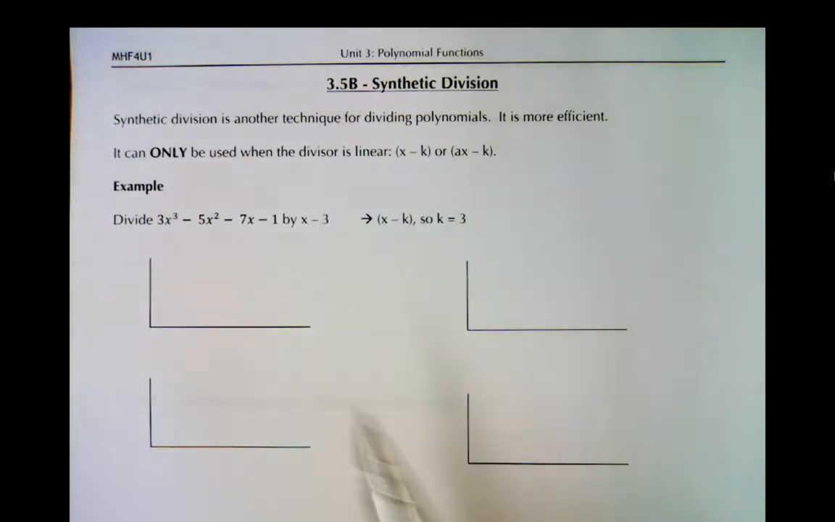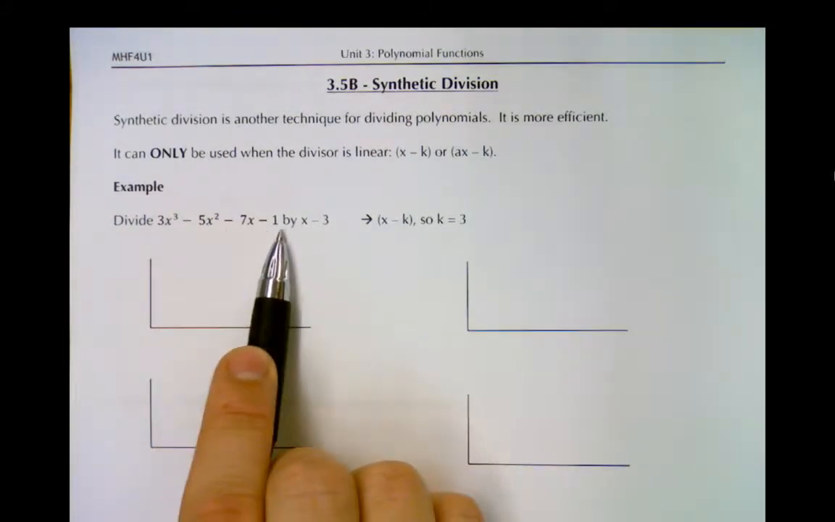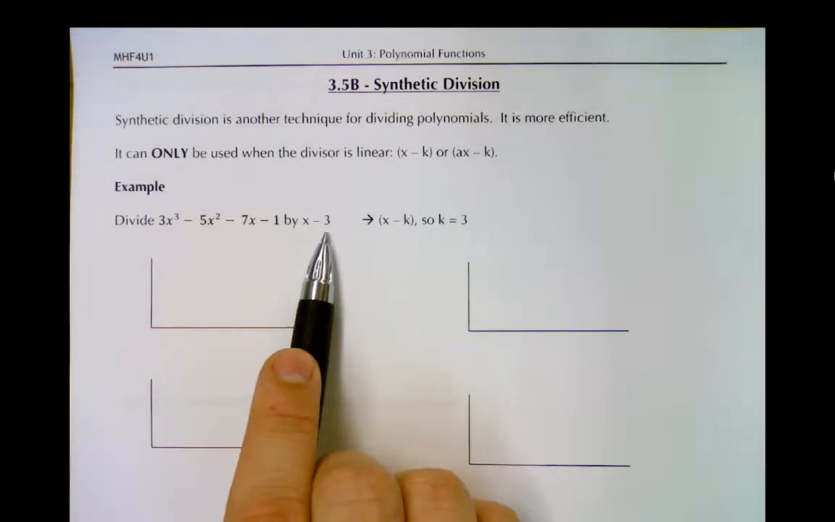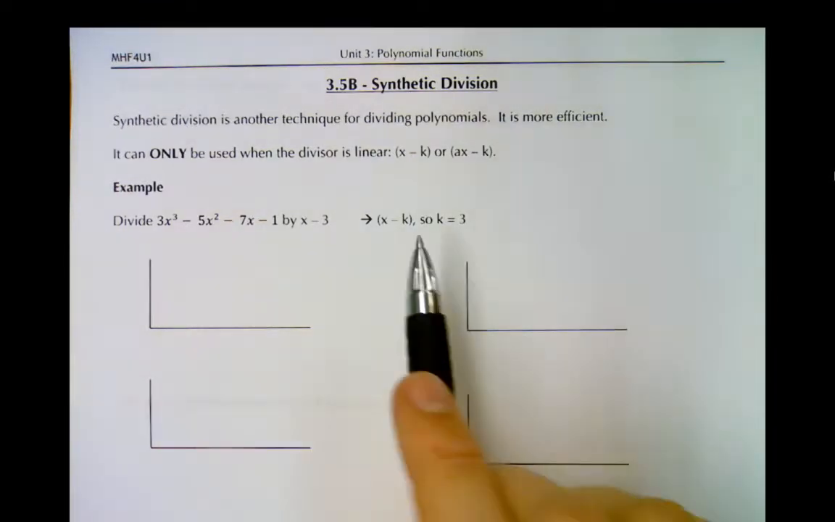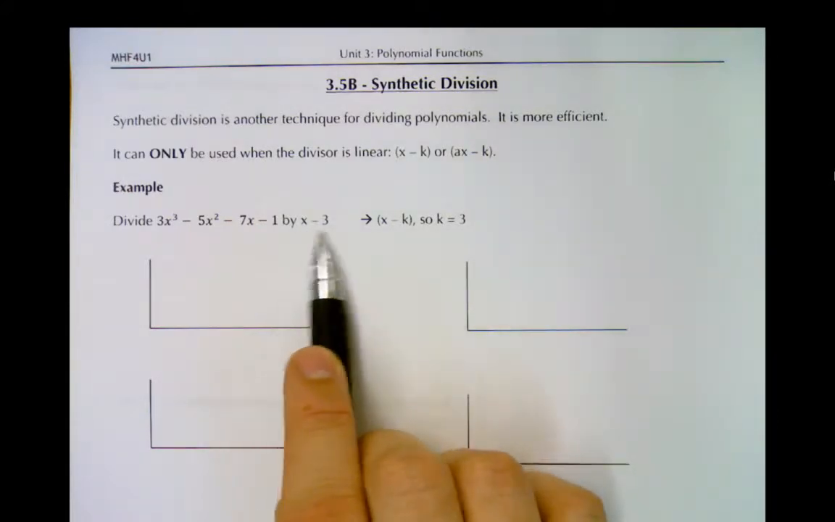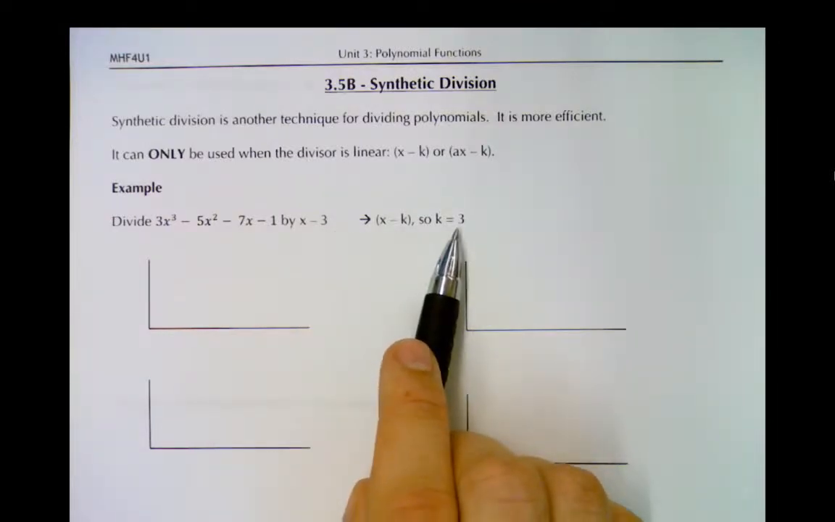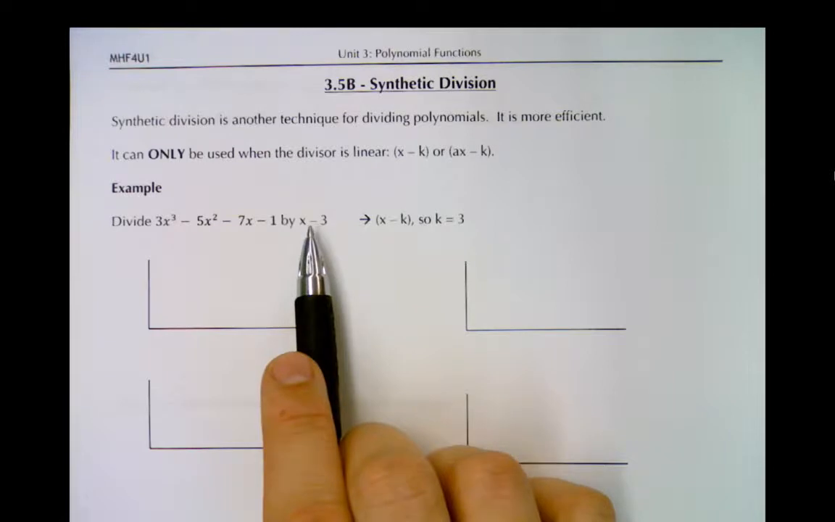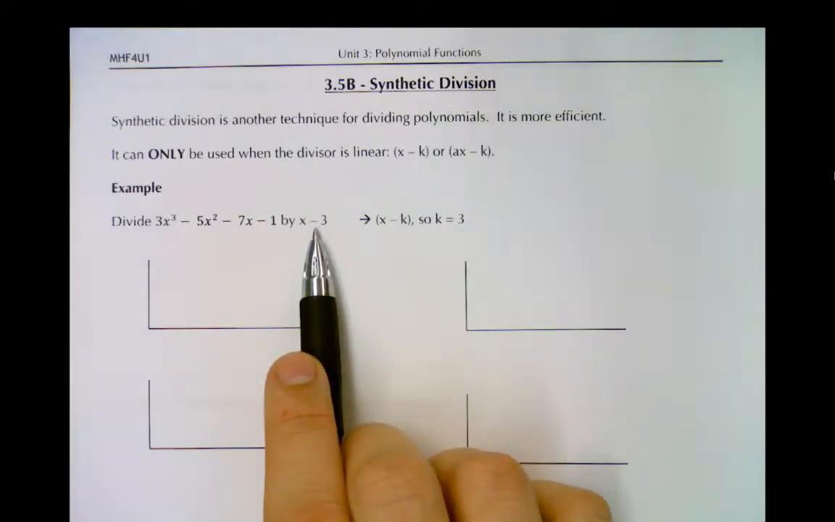So let's say we wanted to divide 3x cubed minus 5x squared minus 7x minus 1 by x minus 3. In order to do synthetic division, we don't use the x's. We just use the coefficients, and we don't use the factor x minus 3. We only use what would be the root of x minus 3. So in this case, it would be 3. It's what would we put in here to make that equal 0. So in this case, 3.